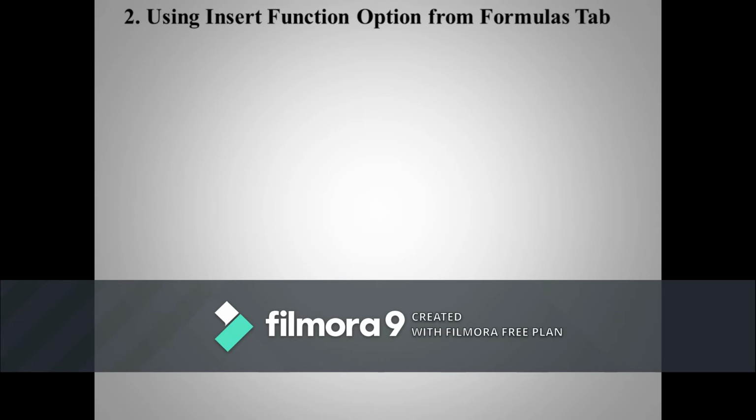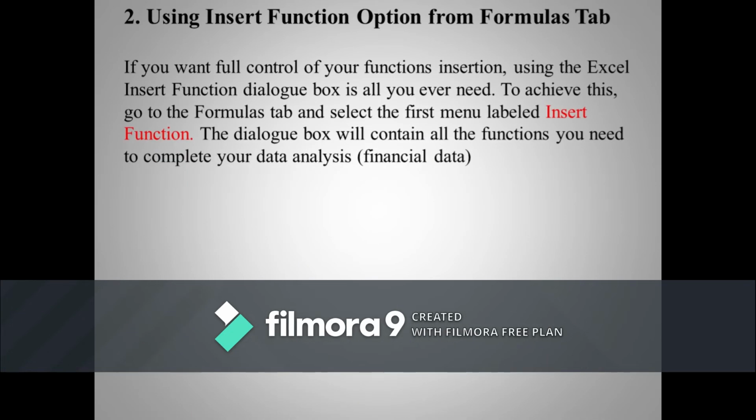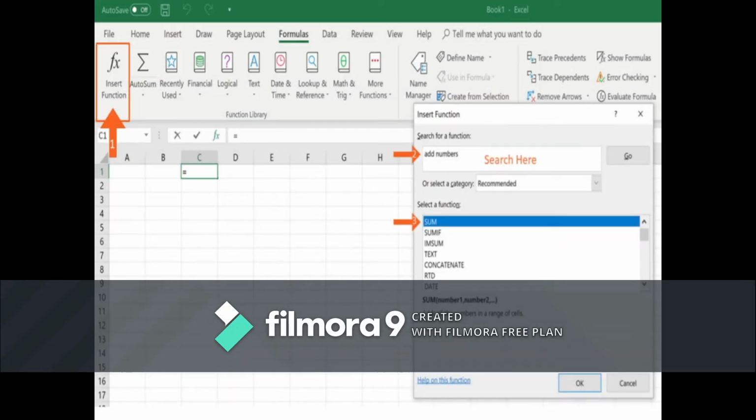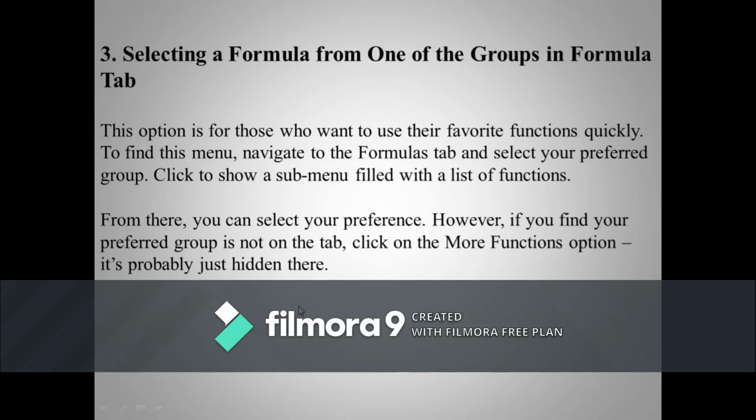The second method is inserting a function from the Formulas tab. If you want full control over your function insertions in Excel, you have to use the Insert Function dialog box, which will solve all your needs. To achieve this, go to the Formulas tab and select the first menu labeled Insert Function. The dialog box will contain all the functions you need for your data analysis. So here you can see Insert Function. Once you click here, you get the list of various functions available, out of which you can select and click on OK.